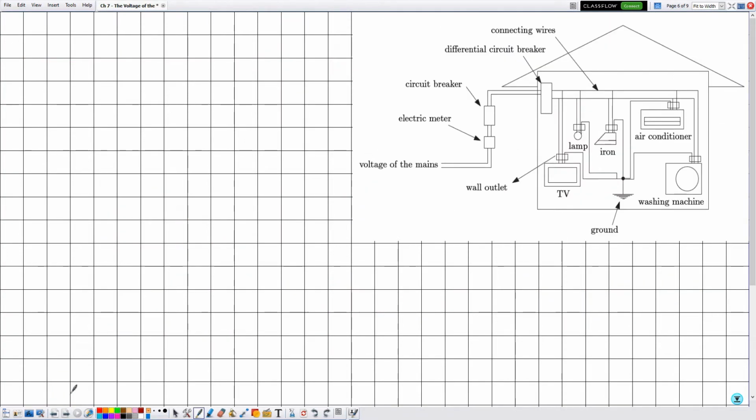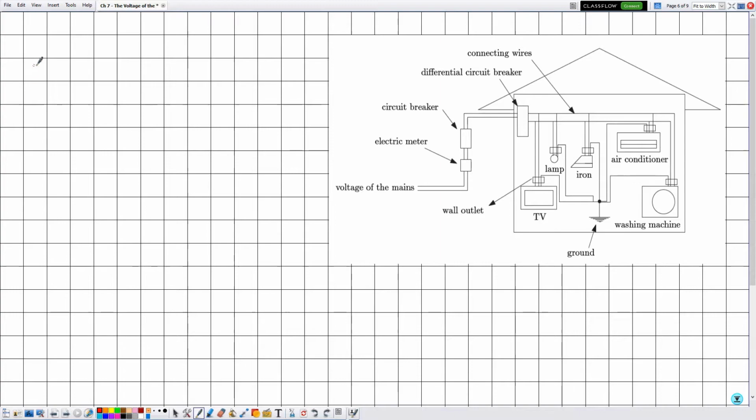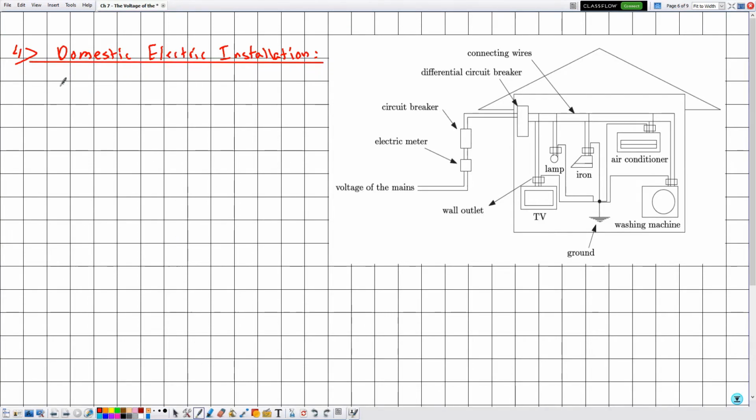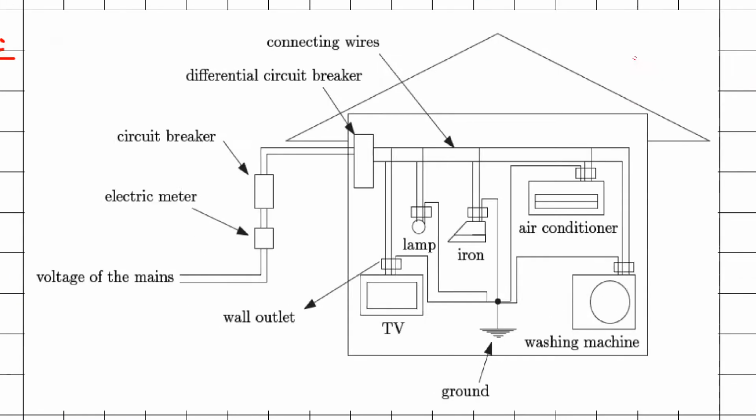Now let's move to the next section, which is the domestic installation. Let me write here idea number 1. But before, let me explain that domestic means related to houses. Okay, so now considering this figure, what do we notice?